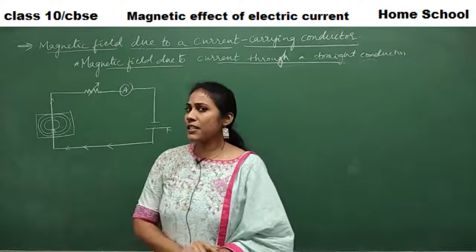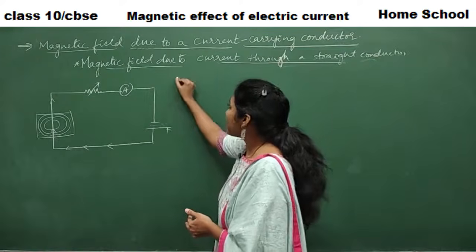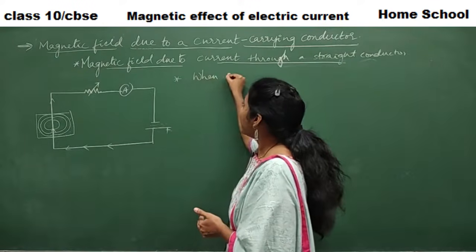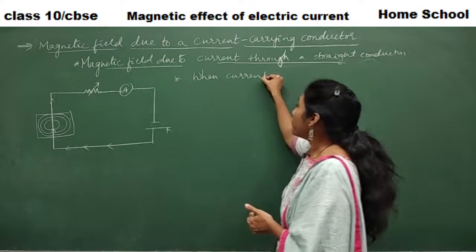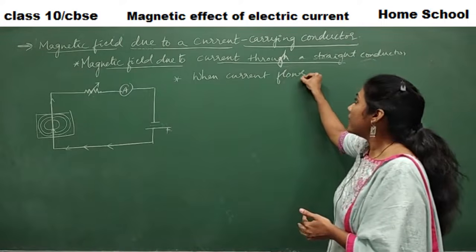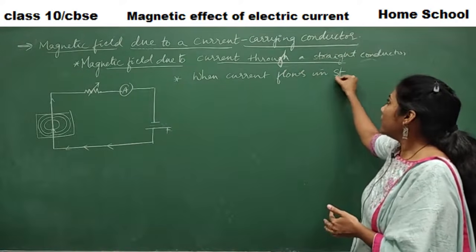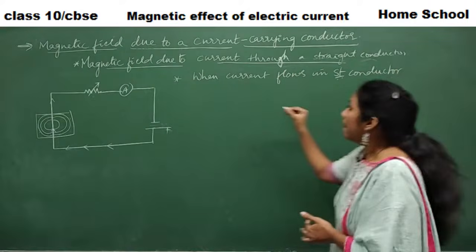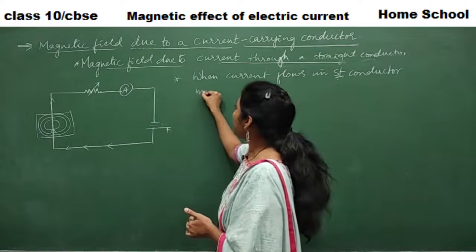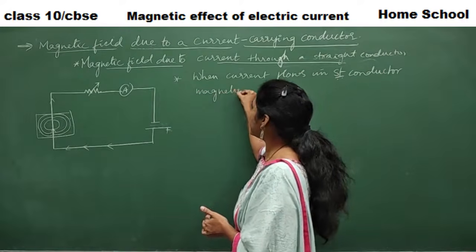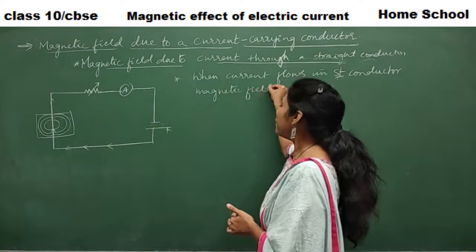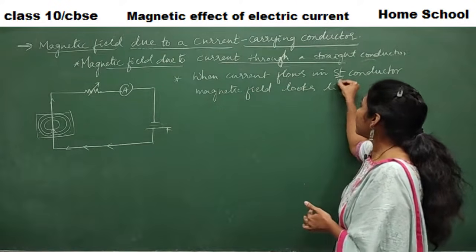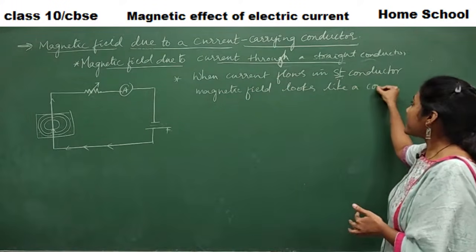So this is the first point that you have to remember, guys. What will I write here? When current flows in a straight conductor, the magnetic field or field lines look like concentric circles.